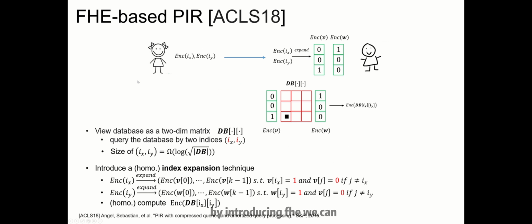By introducing FHE, we can solve this problem this way. First of all, we view this database as a two-dimensional matrix, and we try to query the database by not one index, but two indices, ix, iy, which returns the ix row and iy's column of the database. And remember that the size of the indices is logarithmic in the size of the database.